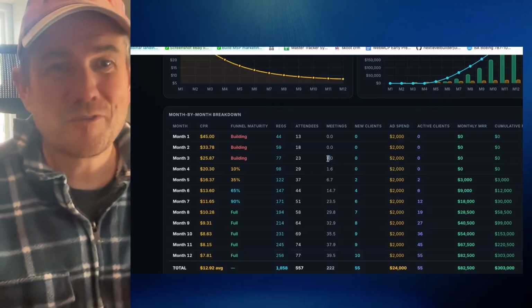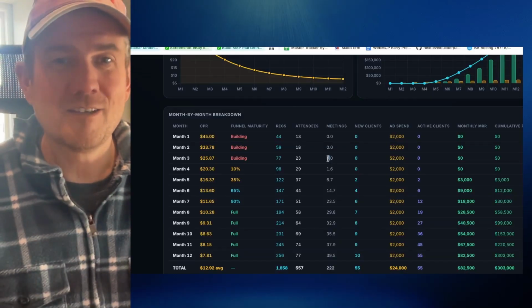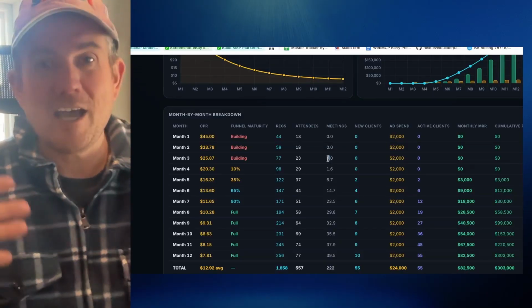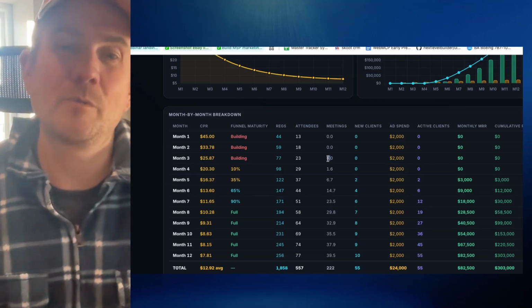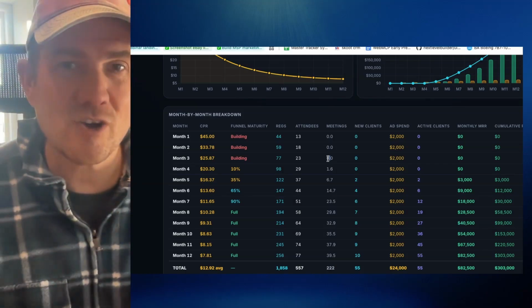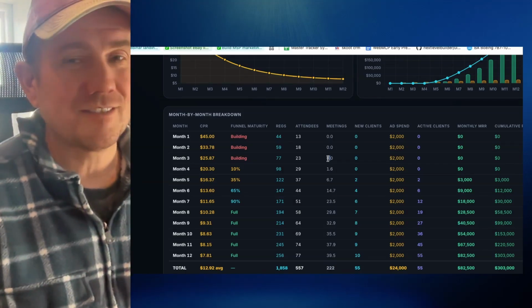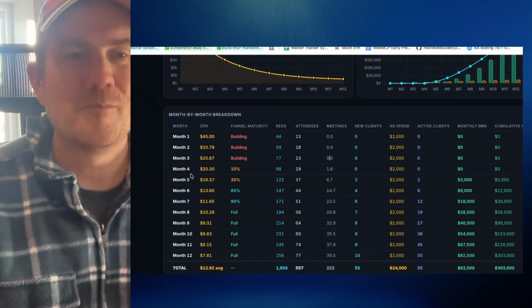Still, we've spent $6,000 in ads. Plus you potentially paid me to help you do this. And this is what we're at. When's this ever going to stop? When am I going to see results? Okay. Month 4.